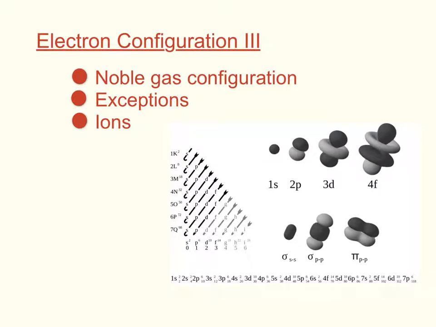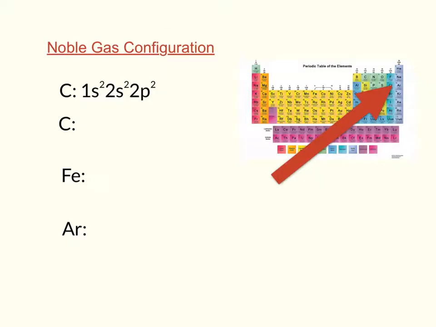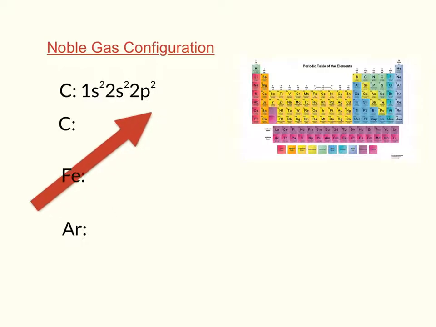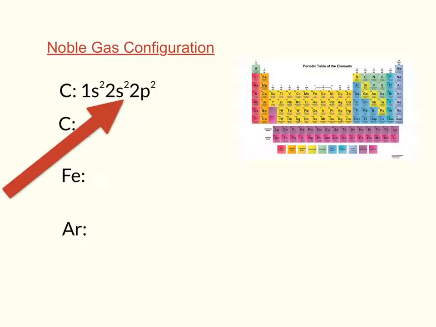All right, in this installment, we are going to be talking about noble gas configuration, exceptions to electron configurations, as well as how to construct the electron configuration of ions. So, in order to do noble gas configurations, we have to do the regular electron configuration first. If I wanted to do the noble gas configuration of carbon, the normal configuration for carbon is 1s2, 2s2, 2p6.